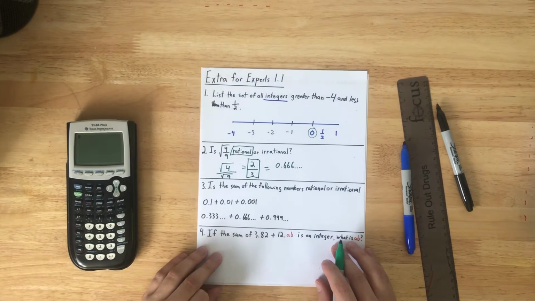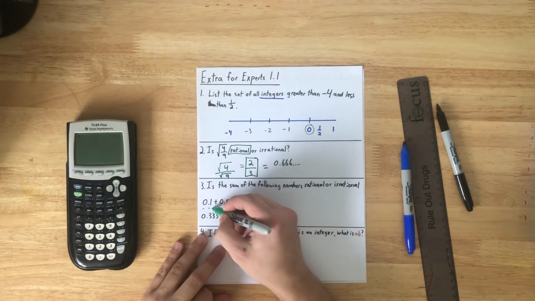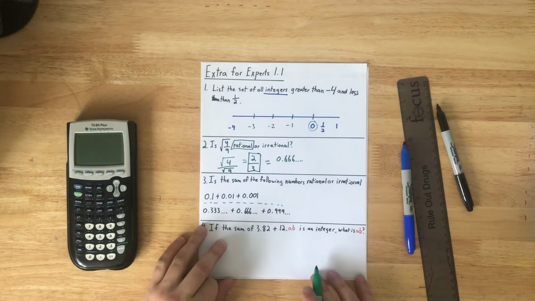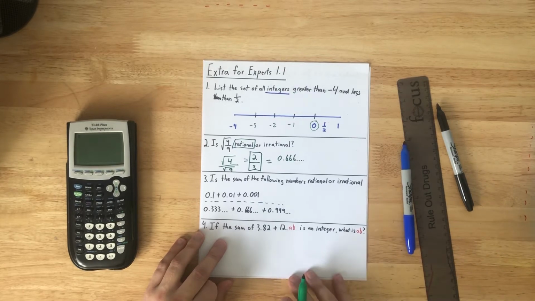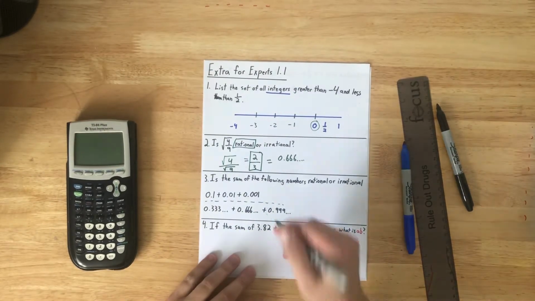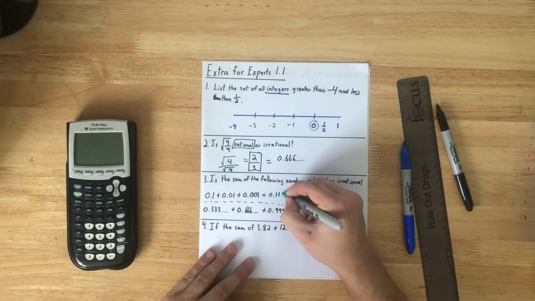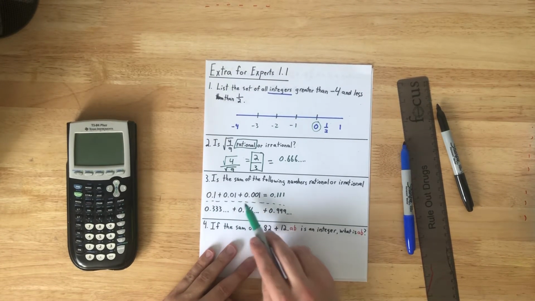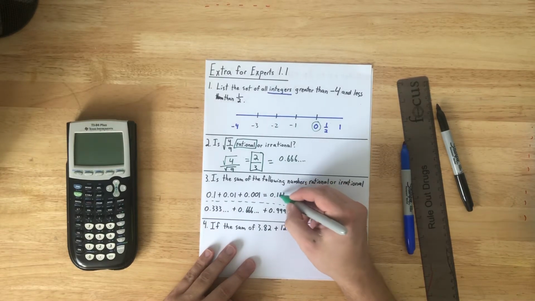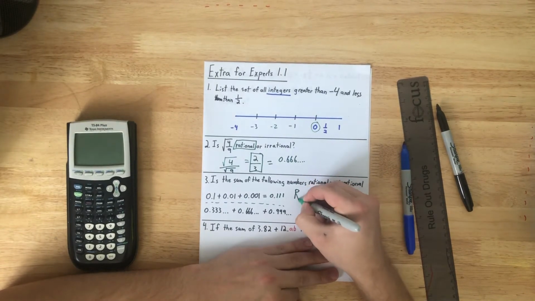Question number 3. Is the sum of the following numbers a rational or an irrational number? Okay, so let's look at it. So these are two different problems here. So 0.1, 0.01, and 0.001. So right off the hop, we should know that this is a rational number because if we were to add these together, we would have 0.111. And because we know that there's no dots at the end, we can see the ending of it. So there's a beautiful ending. It's 0.111, so it is a rational number. So this one here is rational.